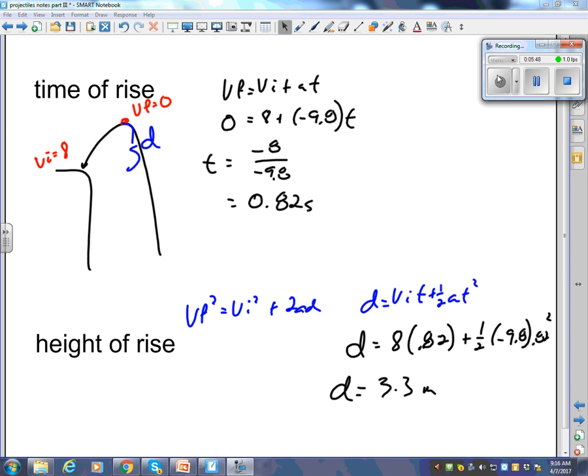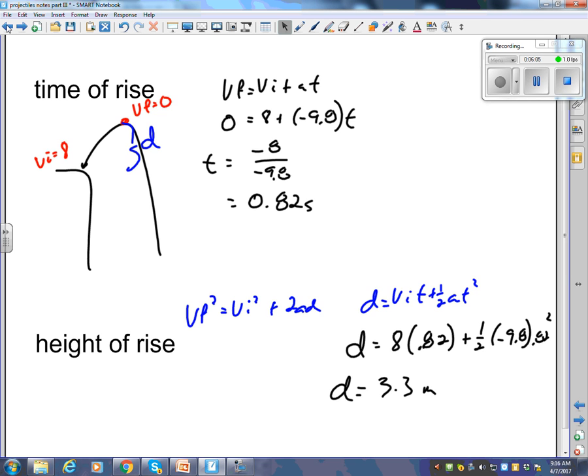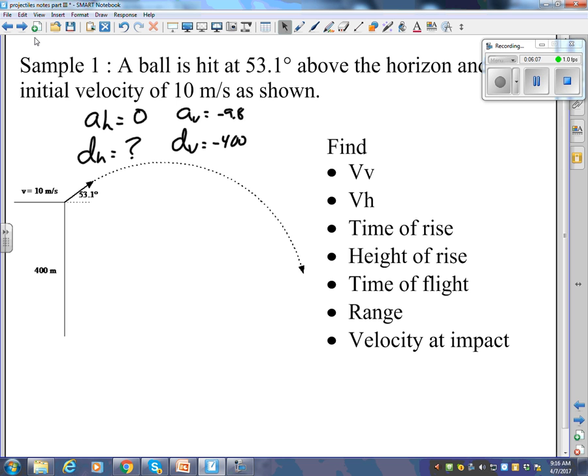Everybody good there? Okay, here's where the path diverges a bit. Here's where things change. Total time of flight. Is the time up equal to the time down? I'll go back to the original look here, and also so Blaine can see what's going on. Is the time up going to be equal to the time down? No, it's not. How come?